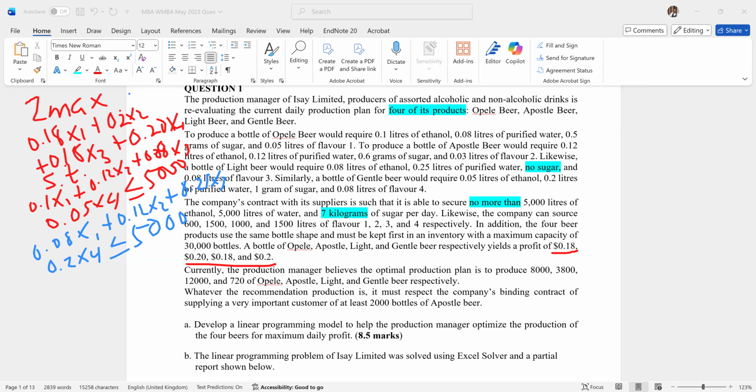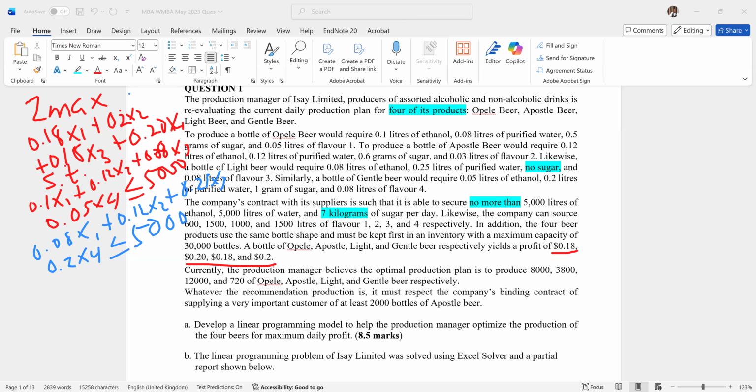If you don't understand, you ask. So you know the name of the constraint by virtue of the right-hand side, always. Like we said, ethanol, because of the right-hand side. We said purified water, because of the right-hand side. Okay, let's go to the next constraint.